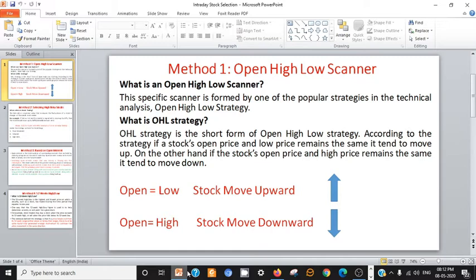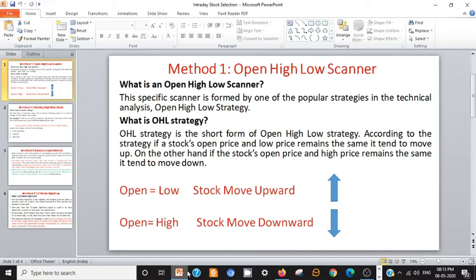Today I am going to tell you the four different techniques which are used for selecting stocks for intraday trading. My first method is selecting stocks based on the open low, open high technique. This is a type of strategy in which the opening price of the stock equals the low price of the stock. We expect the trend to move upward. That is, the trend of the stock is expected to be bullish.